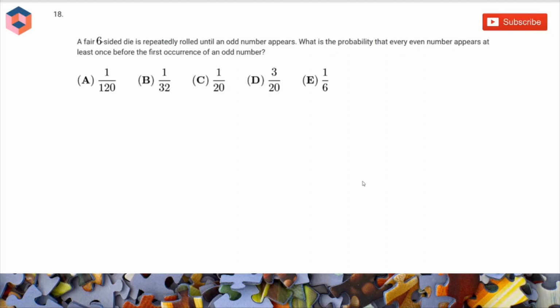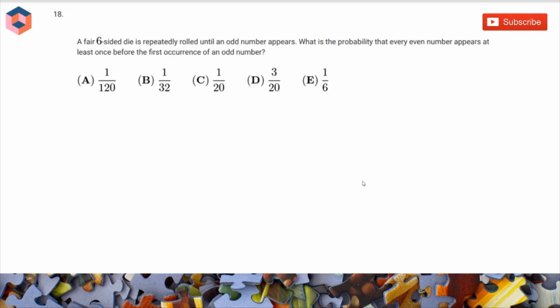Question number 18. This was probably my favorite question on the test, which is coincidental because on the A, number 18 was also my favorite question. A fair 6-sided die is repeatedly rolled until an odd number appears. What is the probability that every even number appears at least once before the first occurrence of an odd number? Now this problem is just really cool.